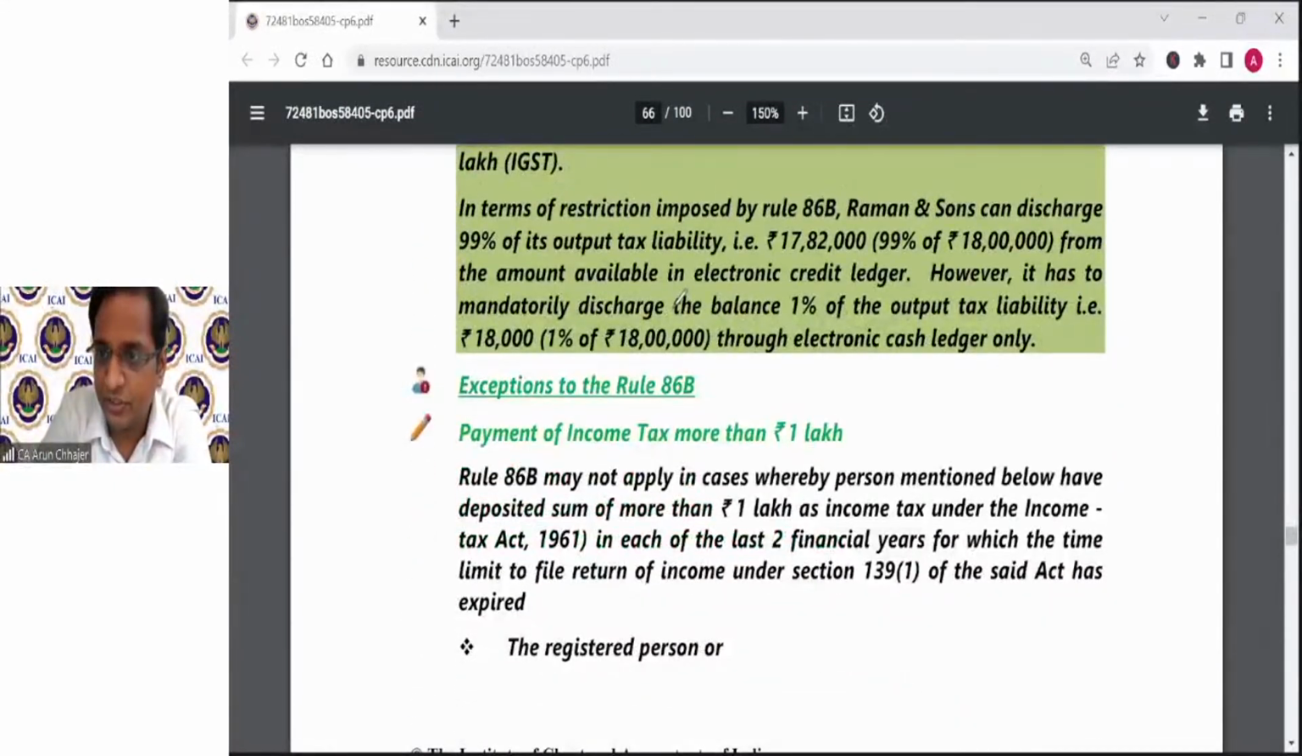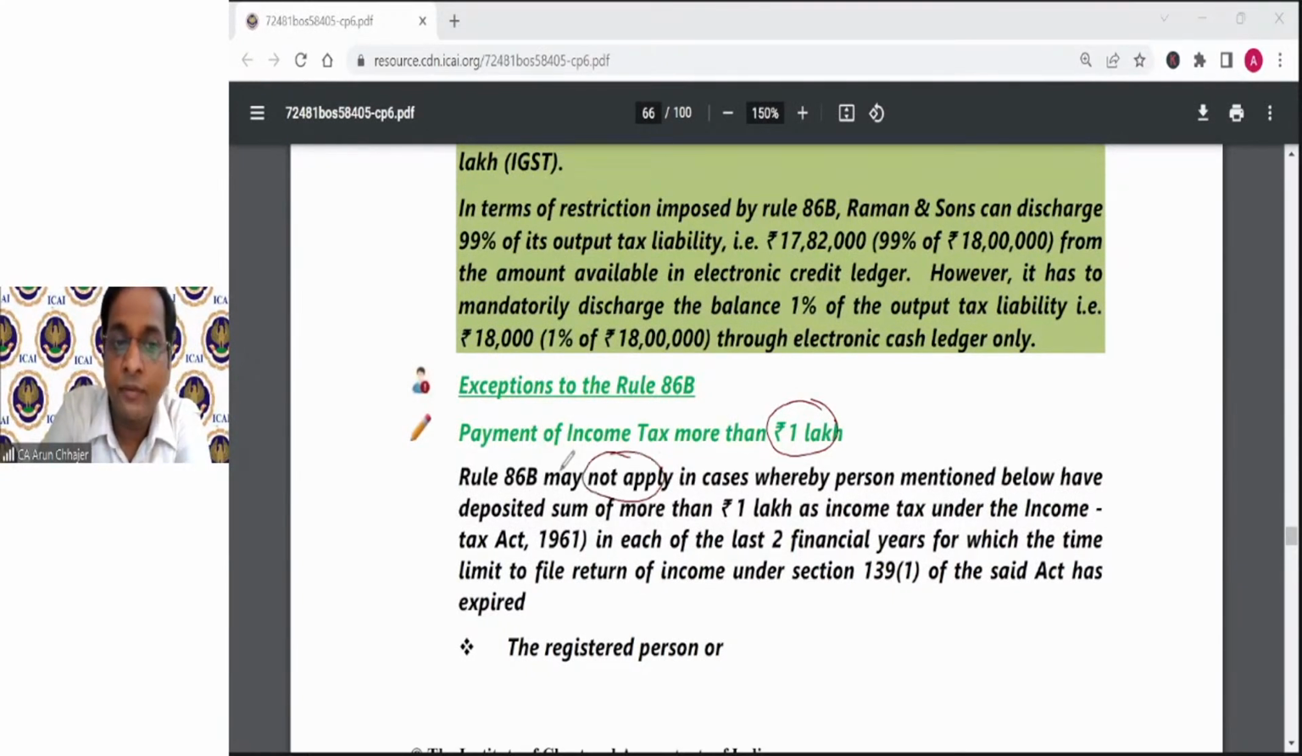There are certain exceptions written in the proviso that in the below cases, you are not required to pay the amount of 1% in cash. You can use 100% ITC. There is no restriction. Payment of income tax more than rupees 1 lakh.